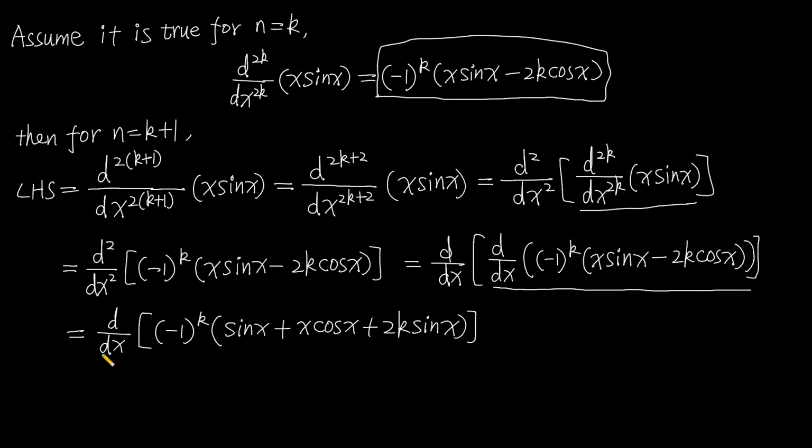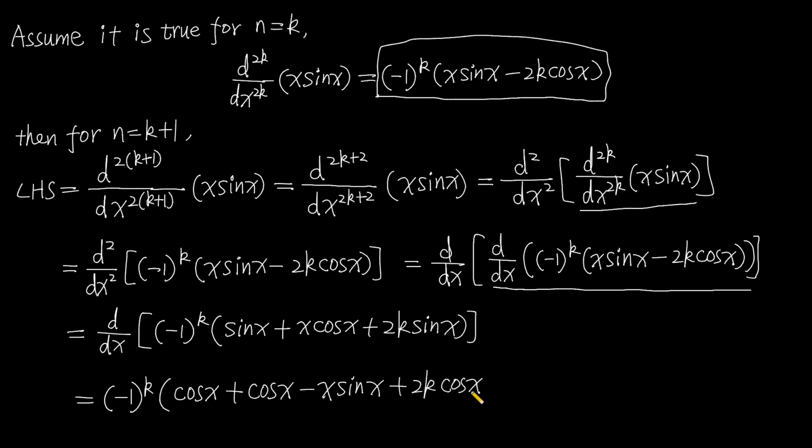Then we calculate this derivative, and this equals negative 1 to the power of k. We still use the addition rule and the product rule. So here is cos x plus cos x minus x multiplied by sin x plus 2k multiplied by cos x.